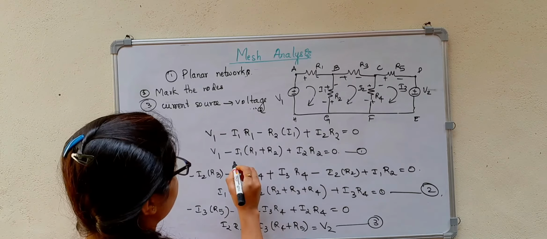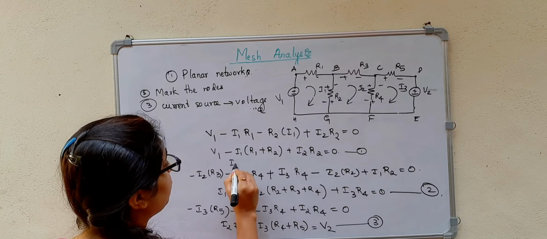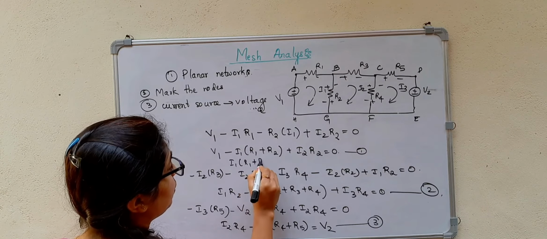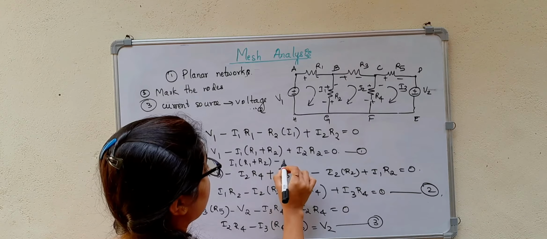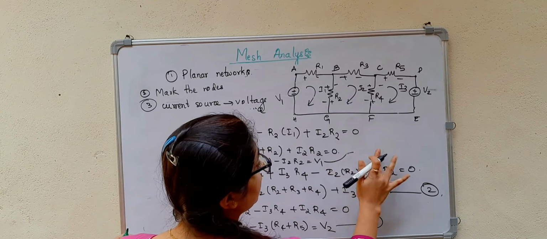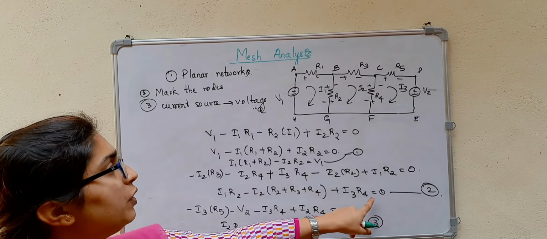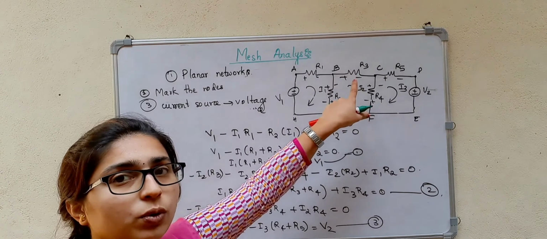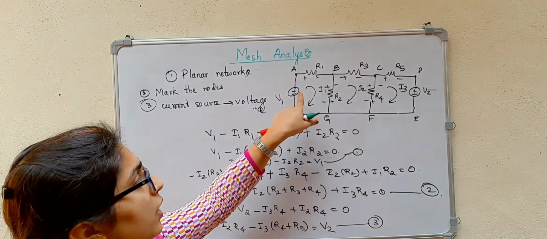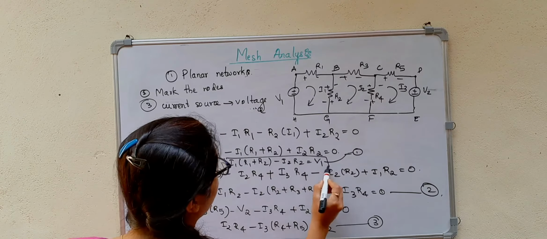So we can rearrange this. V1 we can put on that side, and it will be I1 (R1 plus R2) minus I2 R2, that is equal to V1. We will put the EMFs towards the right. So EMF in this case, in the second mesh, there is no EMF, so that is equal to 0. Here it is V1 and here it is V2. So we have got three equations.